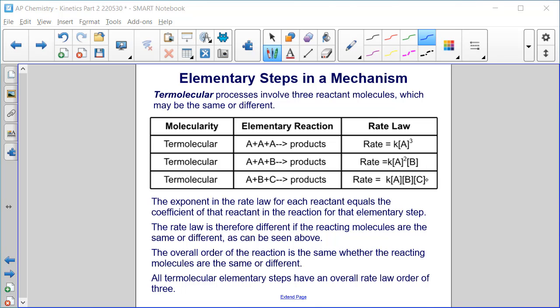The exponent in the rate law for each reactant equals the coefficient of that reactant in the reaction for that elementary step. The rate law is therefore different if the reacting molecules are the same or different, as you can see. It depends on how many different reactants you have, but the overall order of the reaction is the same, whether the reacting molecules are the same or different, because the sum of the exponents is always 3. All termolecular elementary steps have an overall rate law order of 3.